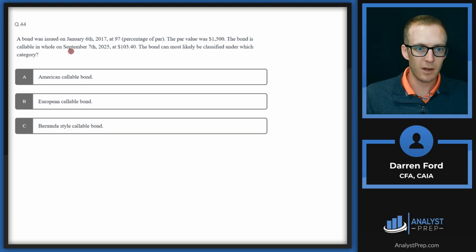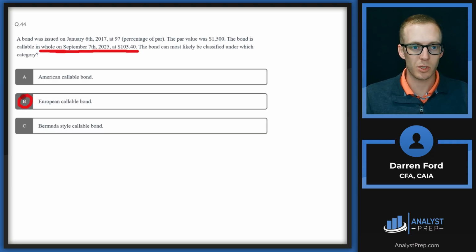So the key giveaway here is we have one call date. If we only have one call date, that's going to be classified as a European callable bond. And this is also going to apply to options as well. So European options are going to have one exercise date. So similar concept where you have one date to exercise that option.